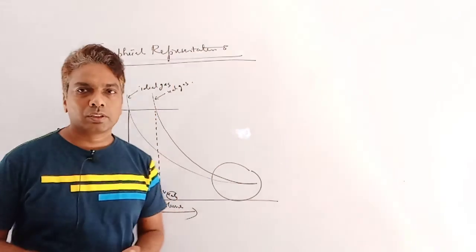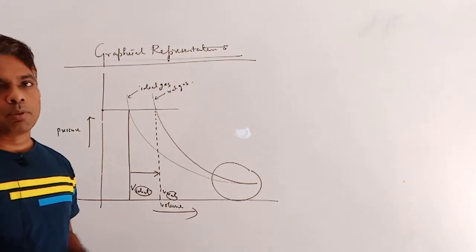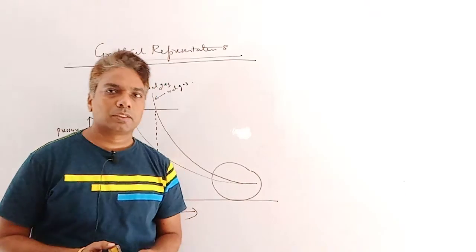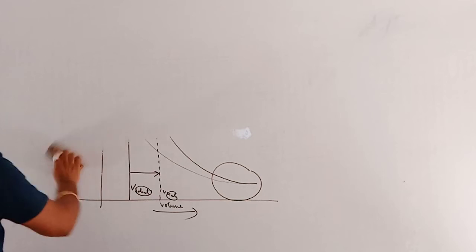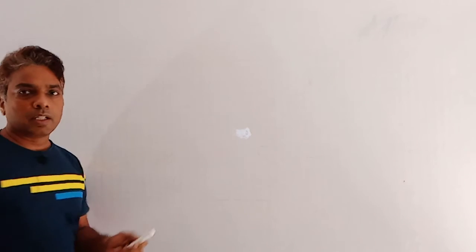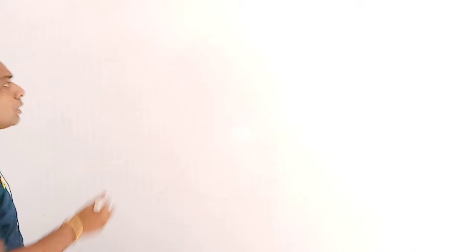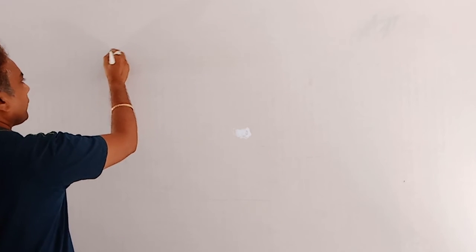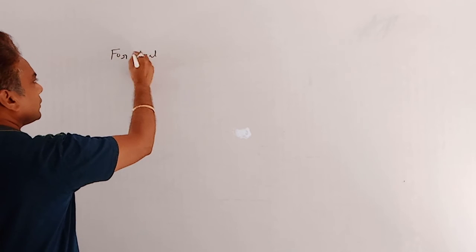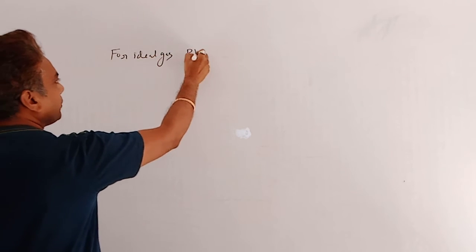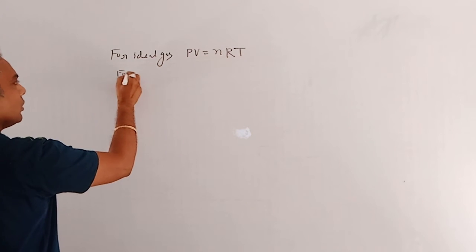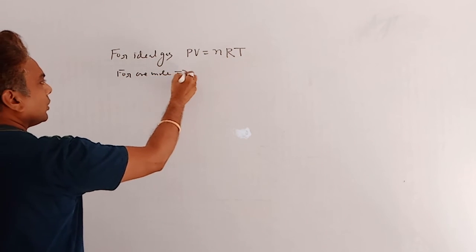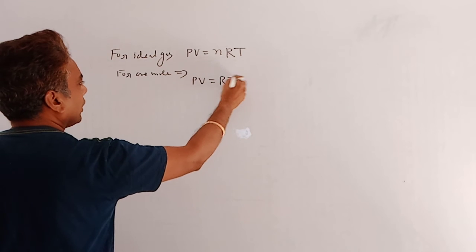So by using the given graph we have discussed the difference between ideal as well as real. Now, with the help of compressibility factor Z, we can also differentiate the ideal as well as real gas. Suppose for ideal gas PV is equal to nRT. For 1 mole it will be PV is equal to RT.